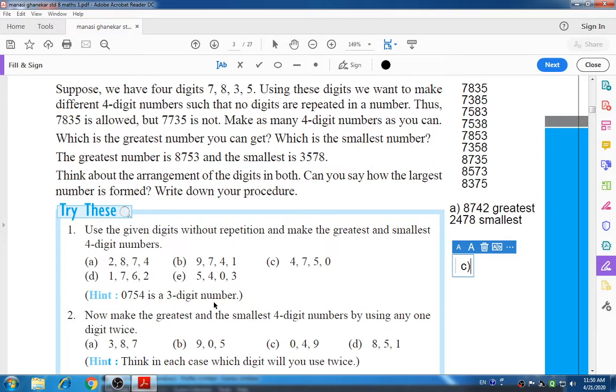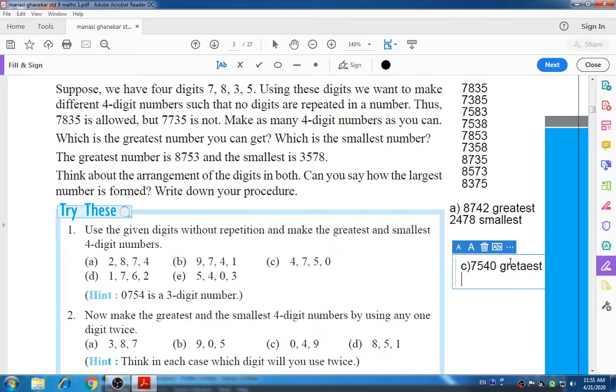0754 is a 3-digit number, not a 4-digit number, because if we consider that 0 at the starting place, we should not count that place while reading the number. So if we start any number from the 0, it will not be considered a 4-digit number. So how can we make the greatest number? Look at here. From these given digits, the greatest digit is 7. Afterwards 5, then 4, then 0.